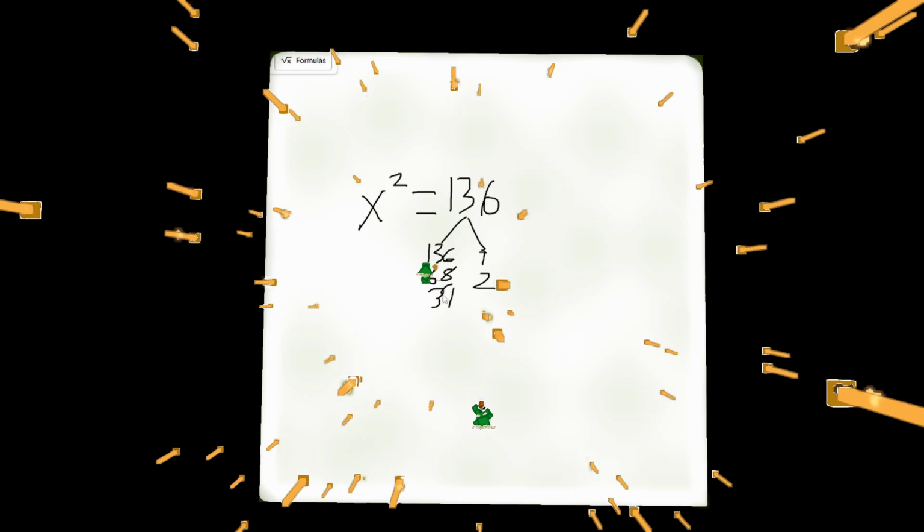Now we still need to simplify 136. Let's try looking for the factors. Maybe one of them is a perfect square. Let's see, 136, 68, 2, 34, 4. There. That could be it. 8. Yeah, it's 34 and 4.